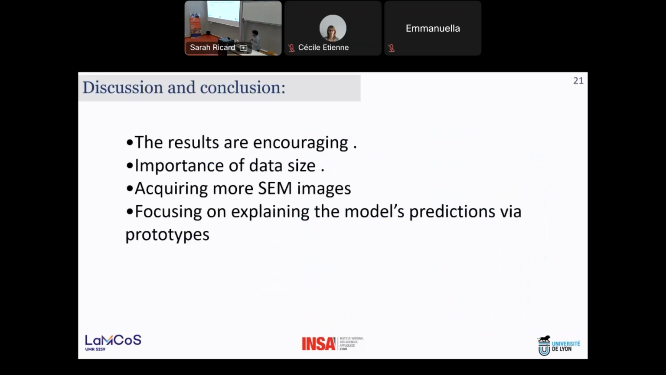To conclude, we can say that the first results are encouraging. We are definitely continuing on this matter. We see the importance of the data size as well. So having a bigger data size would help the performance of the model. So currently we're working on acquiring more SEM images and focusing on explaining the model's prediction via prototypes.